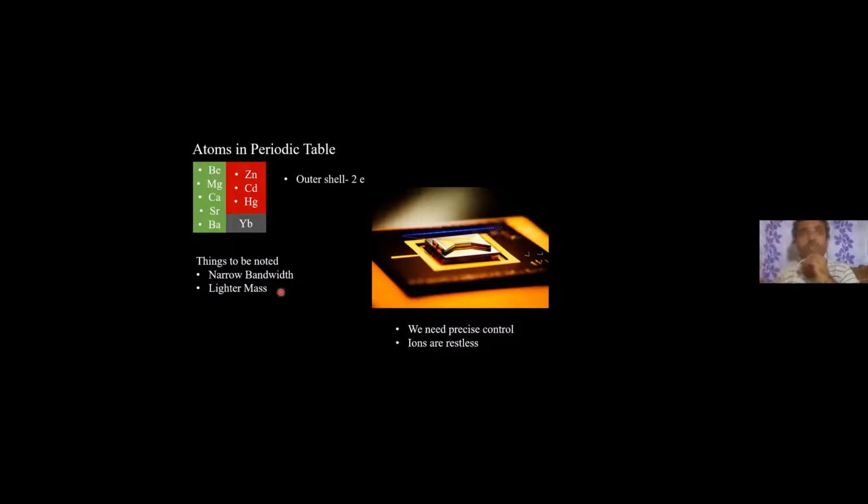But typically the ions are not at rest. They start moving like a spring from left to right, something like this. There is a harmonic oscillation, and the whole thing moves around. So ions are restless, and I have to cool them down. One of the questions is how ions can be trapped.